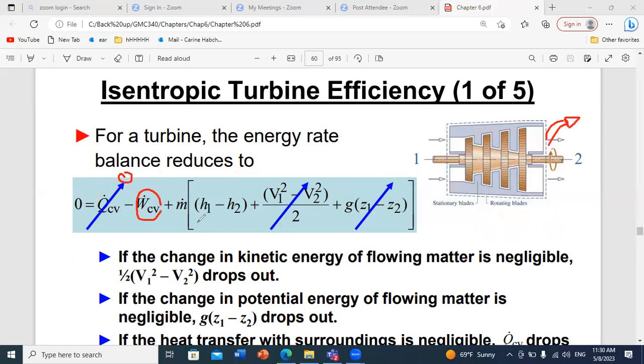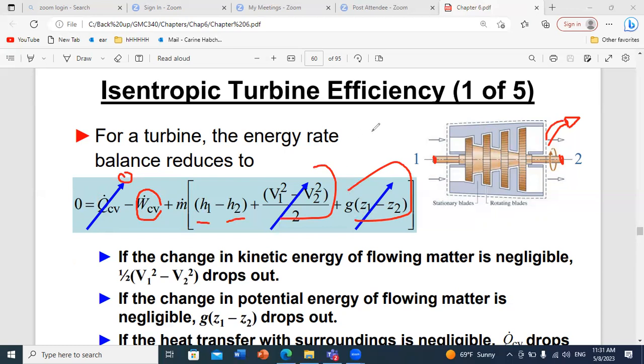Plus m dot (h inlet minus h outlet), plus the change in kinetic and change in potential energy. Please, these ones are not always 0. So you should first write the whole equation. Then see in the problem if, for example, here, if you have the same cross section and it's a steady state, then since the area is not varying and the velocity is the same, you can consider that V1 is equal to V2.